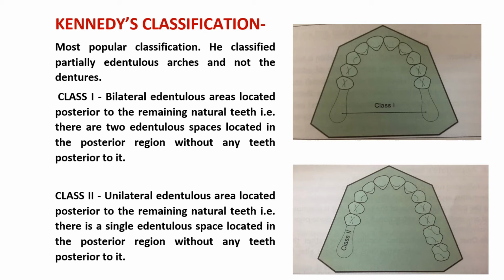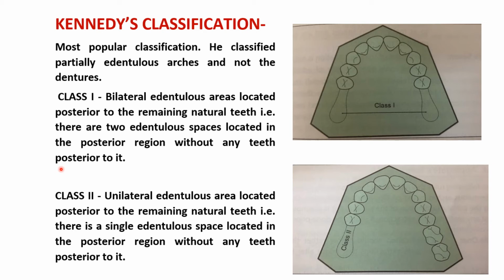Kennedy classified the edentulous spaces rather than classifying the dentures, which was done by Kumar. The Kennedy classification is divided into four classes. Class 1 is when there is a bilateral edentulous area located posterior to the remaining natural teeth. That is, there are two edentulous spaces located in the posterior region without any teeth posterior to them.